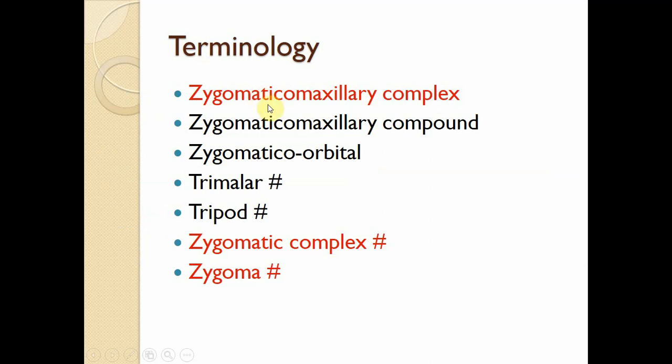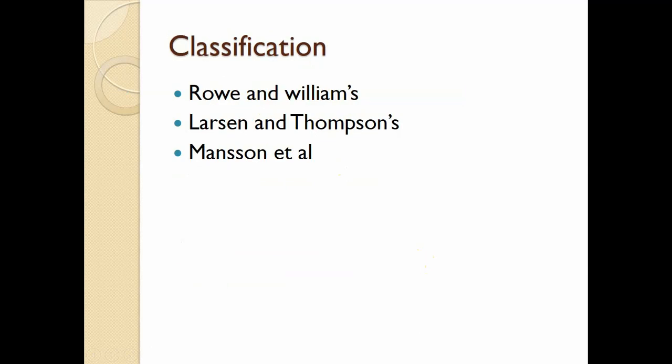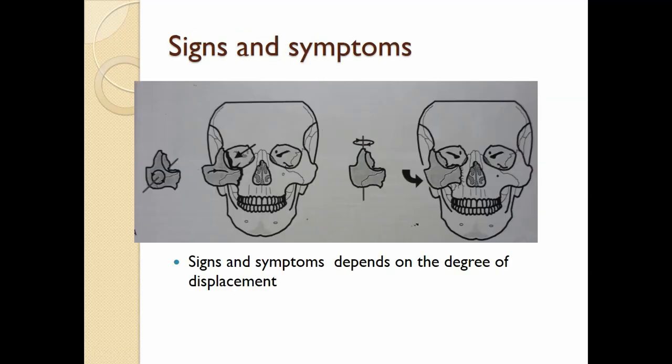Next is the terminology used for the zygomatic complex fracture. One is zygomaticomaxillary complex, zygomaticomaxillary compound, zygomaticoorbital, trimalar, tripod, zygomatic complex fracture, and zygoma fracture. These are the main terminologies used for zygomatic fracture. According to classification, they are divided into Rowe and Williams, Larsen and Thompson, and Manson et al. These are the main classifications of zygomatic fracture.